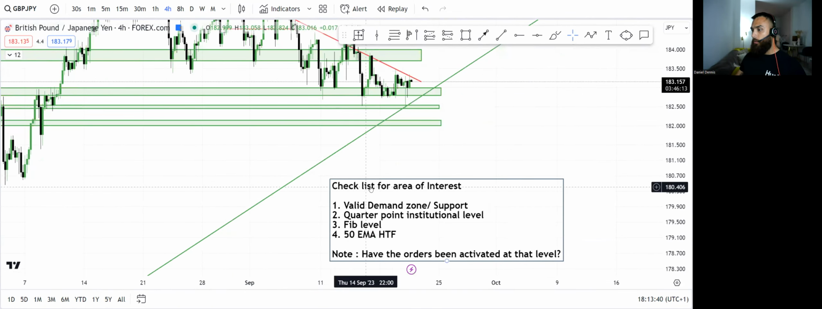So yeah, this is what my checklist is for areas of interest. I go through this list and I try to build a case as to why this area is going to hold and can I take a buy from this area, right?